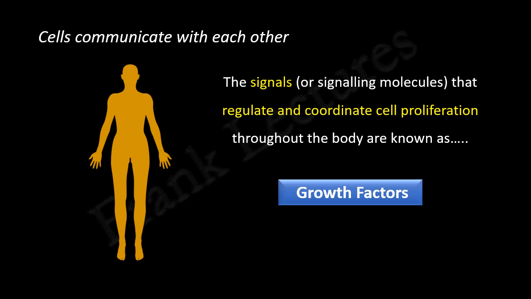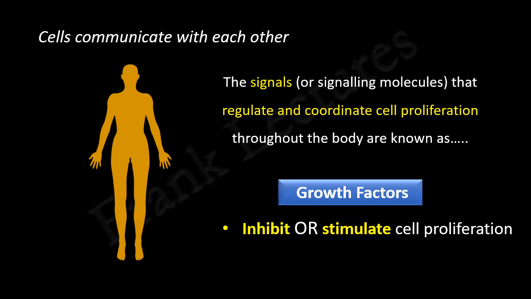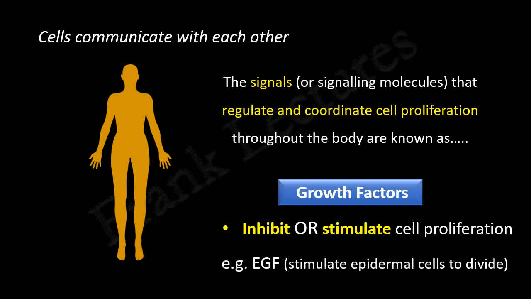Now, growth factors can either inhibit or stimulate cell proliferation. For example, a protein called epidermal growth factor is secreted by endocrine cells. Epidermal growth factor stimulates epidermal cells such as skin cells to divide. So, at this point of our lecture, it is clear that growth factors signal a cell whether to proliferate or not. Now the next question is, how do these growth factors regulate cell proliferation?